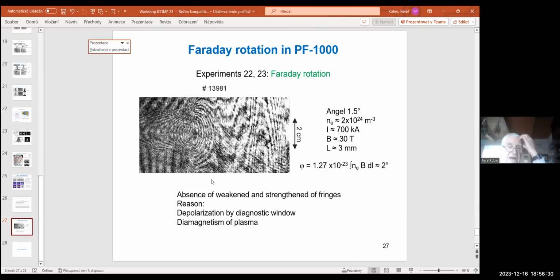Here are a few attempts to measure the magnetic field: direct measurement of the magnetic field in PF1000 by Faraday rotation. We tested it in two campaigns, but without result, because in this case we have problems with big mirrors, which depolarize the orientation of the polarization plane.